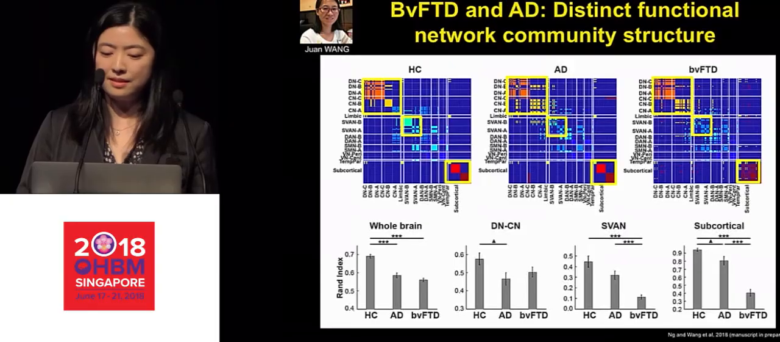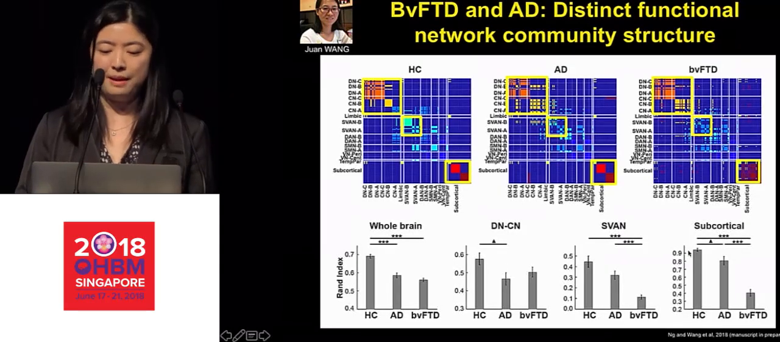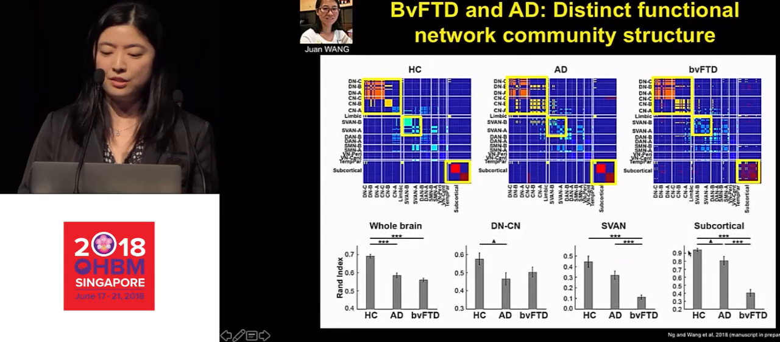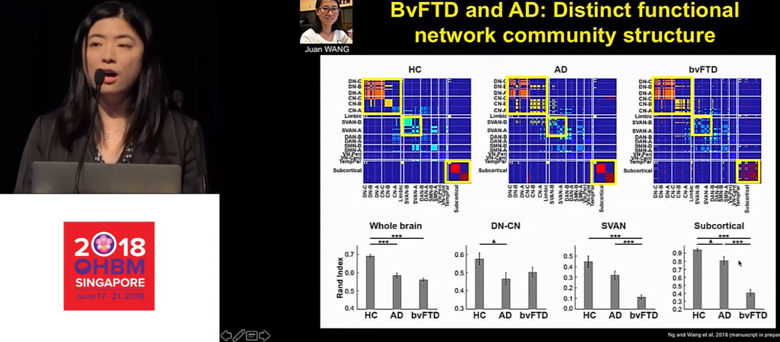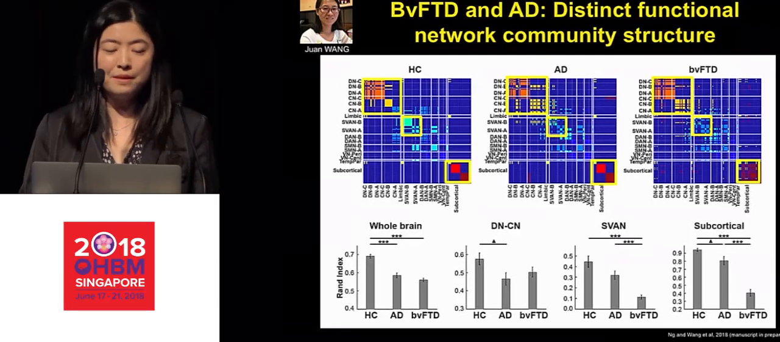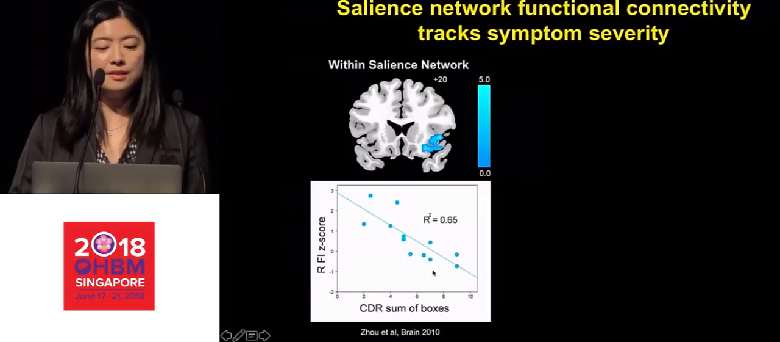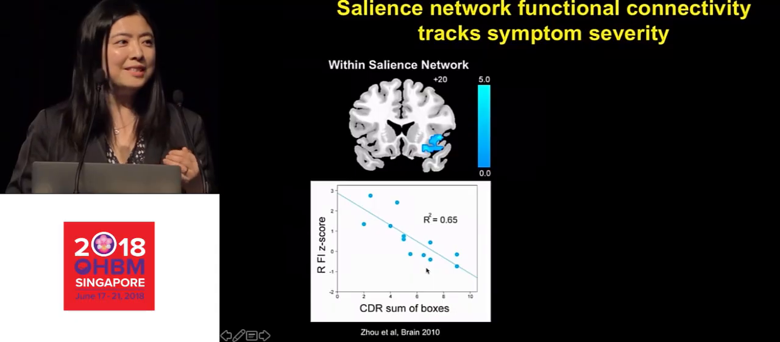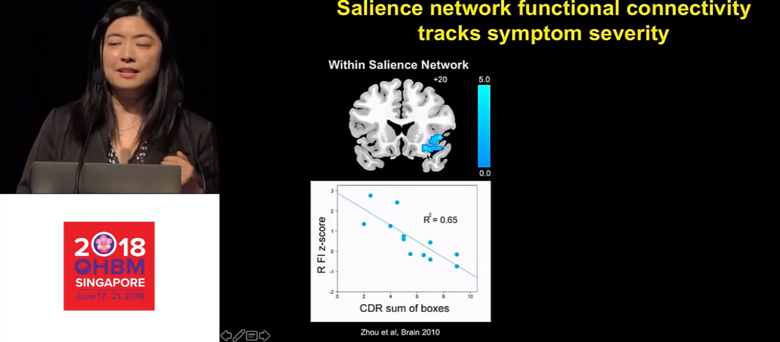Specifically, Alzheimer's disease had more fragmented modular structure in the default and executive control networks, while the bvFTD patients had more severe damage of the modular structure to the salience and subcortical structures. Our findings support the distinct loss of network modularity in AD and bvFTD. We have also shown previously that across the bvFTD patients, the reduced salience network functional connectivity at the right frontal insula was associated with disease severity measured by the clinical dementia rating.